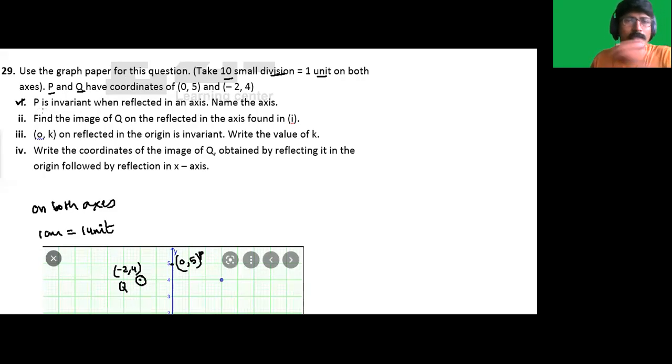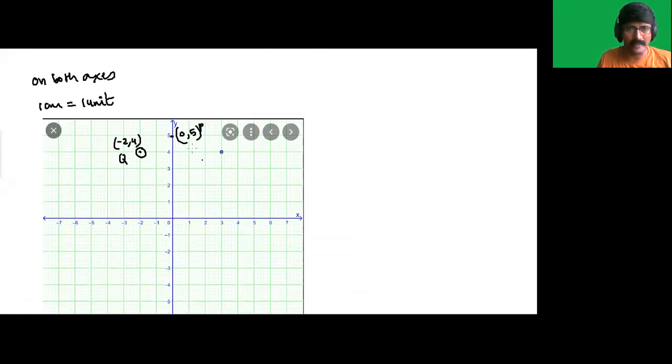Look at this, guys. P is invariant when reflected in some axis. What is the name of the axis? Now remember that, guys, what I have given you in writing. Every point which lies on the y-axis, see that sentence. Every point which lies on the y-axis is invariant under what? Is invariant under the y-axis.